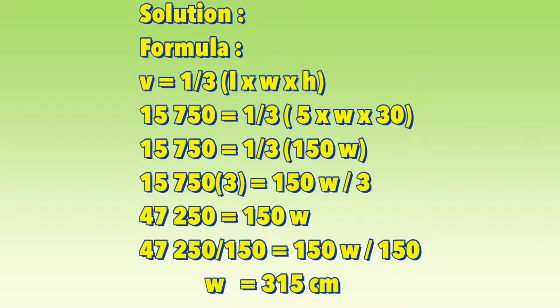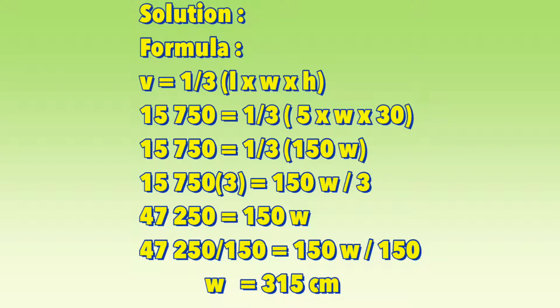That's why we have volume of 15,750, just copy that, equals 150 W over 3. And then, since we have a denominator on the right side of the equation, we're going to multiply both sides by 3. So that's why 3 times 15,750 equals 150 W over 3 times 3. So the result of 3 times 15,750 equals 47,250 equals 150 W for the right side of the equation.